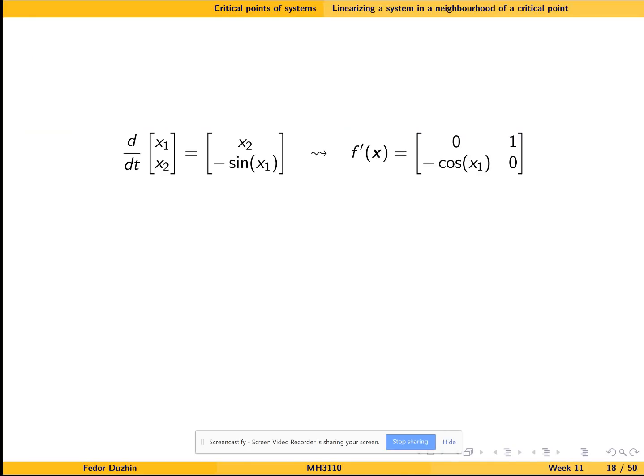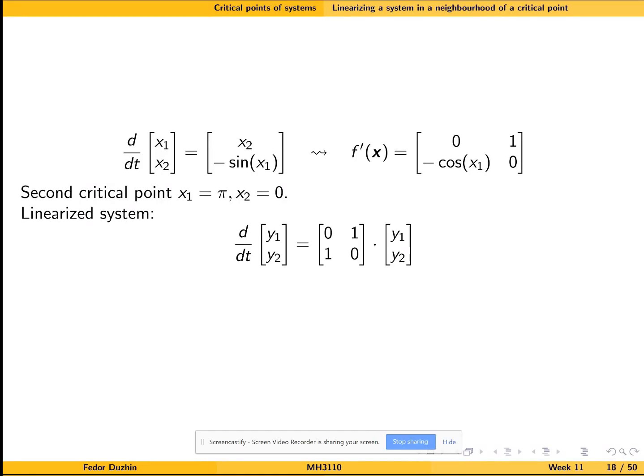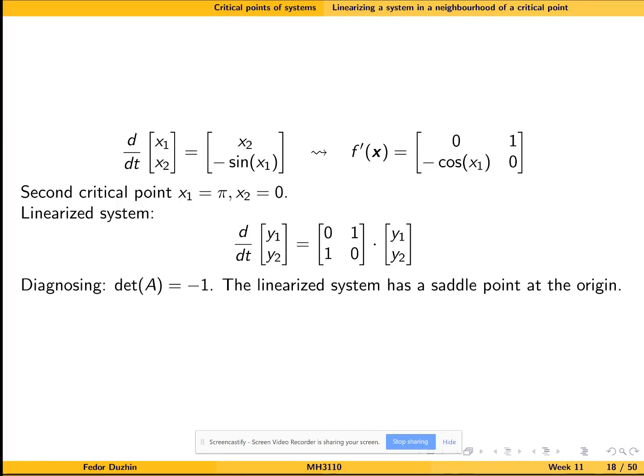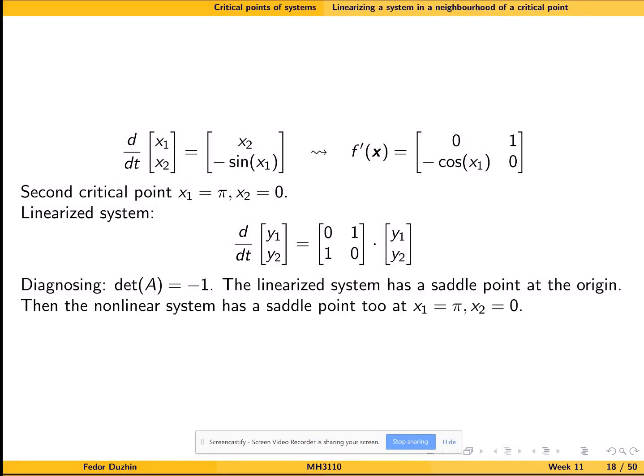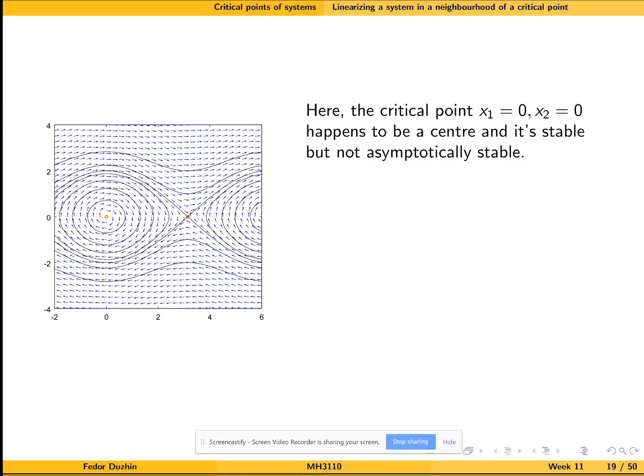Okay, so let's do the other critical point. The other critical point is pi, 0. Then again, we substitute pi, 0 into the Jacobi matrix, and we get this matrix, and the determinant is negative. Since the determinant is negative, immediately it means that the linearized system has a saddle point at the origin. Okay, so then the nonlinear system has a saddle point too, which means that we find out.